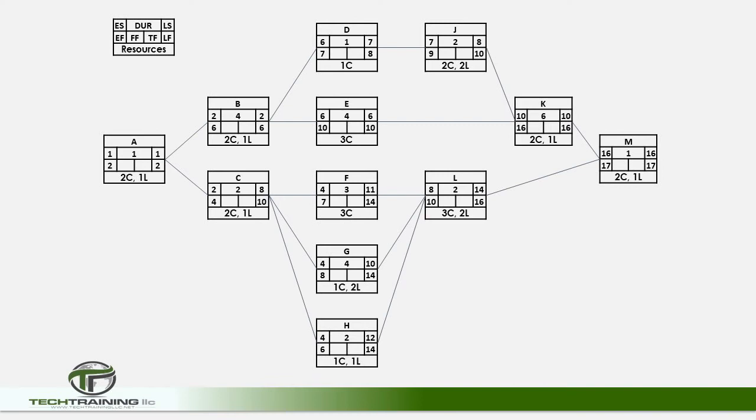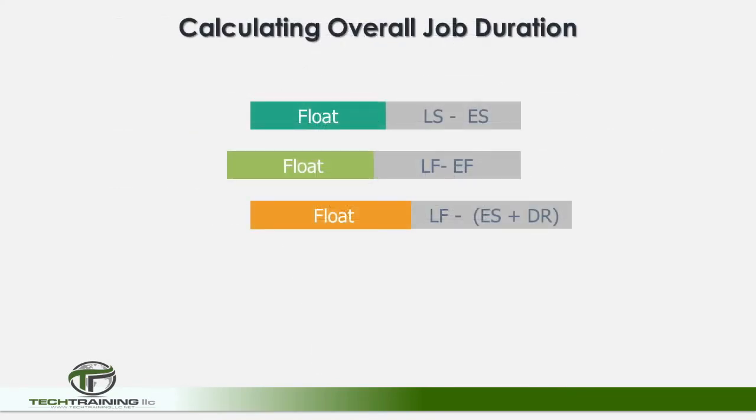Again, the backward pass tells us the latest time an activity can start without impacting the schedule and the latest time that it can finish without impacting the schedule. And now we can calculate the total float. There are multiple ways to calculate the total float. We can calculate it by the late start minus the early start, the late finish minus the early finish, or the late finish minus the early start plus the duration of the activity. The system that one uses is usually convenience or the software being used.